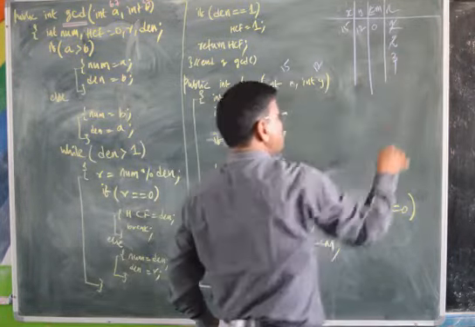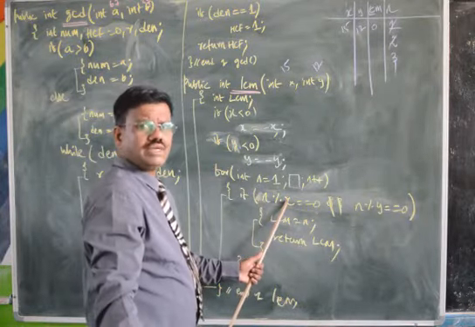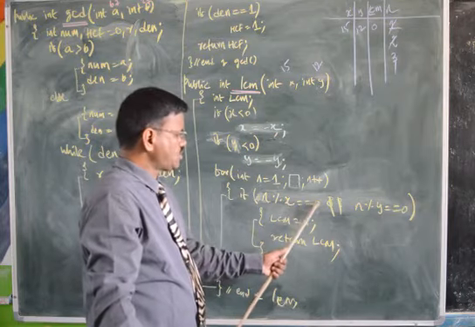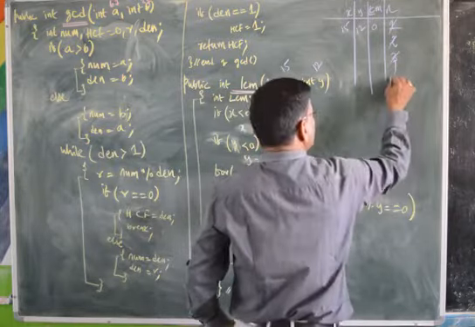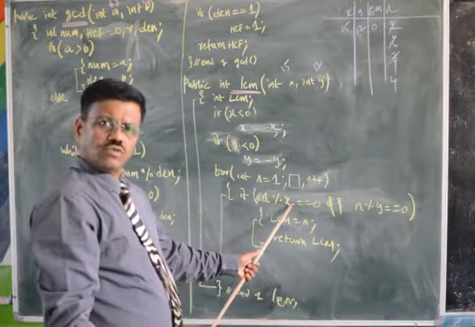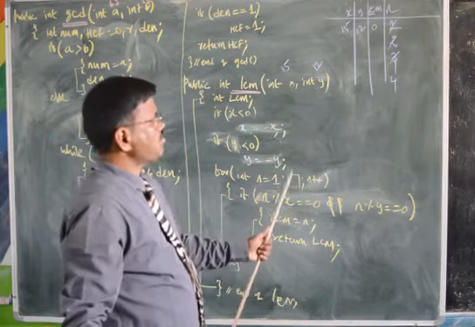N value will be 3. 3 mod 12 will be how much? 3. 3 and 0, are they the same? No. Then it will be 4. 4 mod 12 will be how much? 4. 4 and 0, are they the same? No. It will keep doing it.